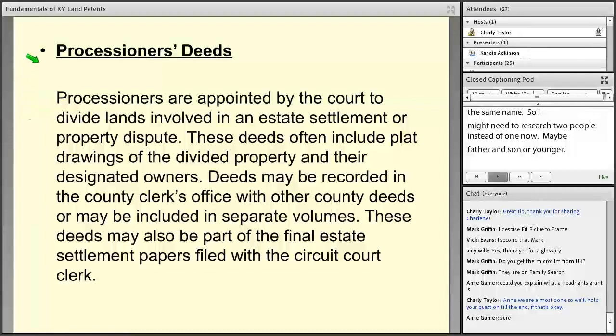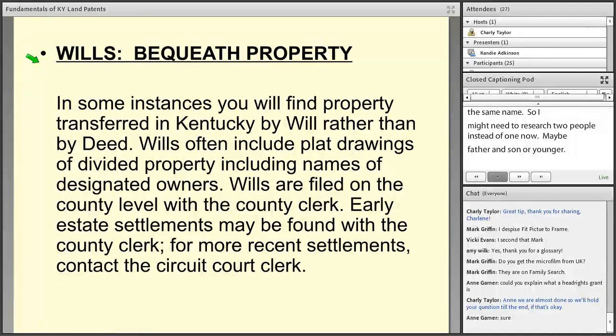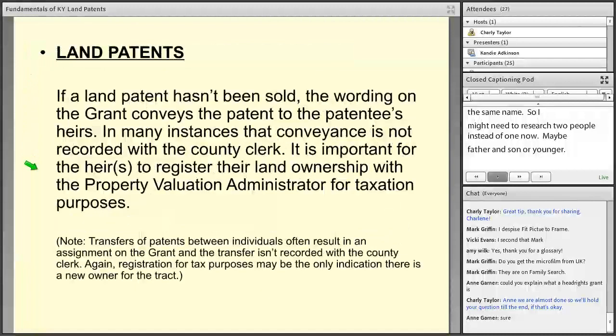The processioner's deeds may be separate books, or they may be housed in the same deed books as the regular conveyance done day by day. The county clerk can tell you how that's done for that particular county. Wills can bequeath property, so there's no deed that's filed. So you need to check the will to see if there's any mention of property being conveyed. And we've talked about the land patents automatically descend to the heirs if the property has not been sold already. It doesn't revert back to the heirs if the property has been sold.